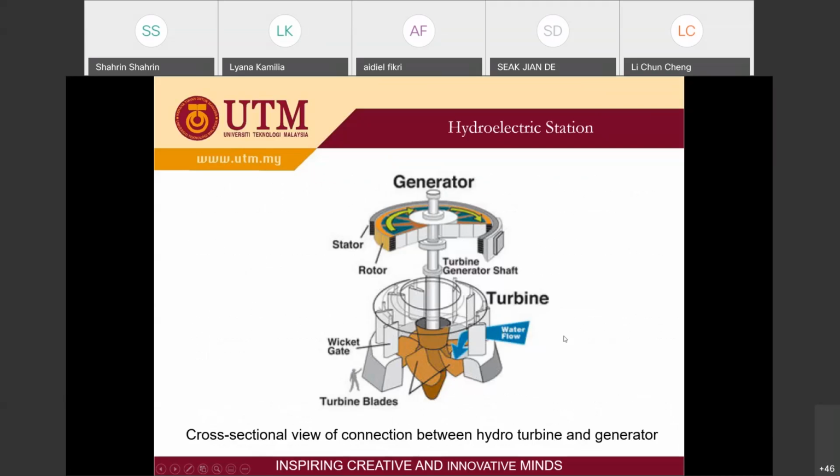As you can see, the water flowing from the dam will rotate the turbine here, and this turbine is connected to the generator shaft. So when there is a rotation, there will be a flux generated here, and the flux linkage will generate current and also voltage, and consequently will produce electrical energy.